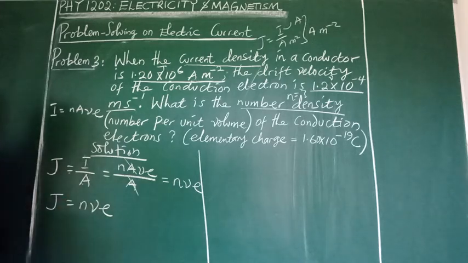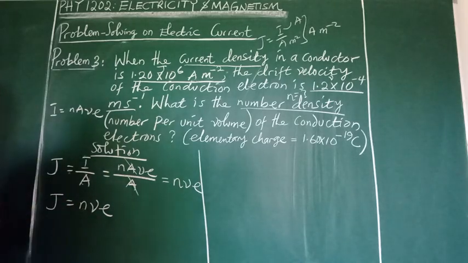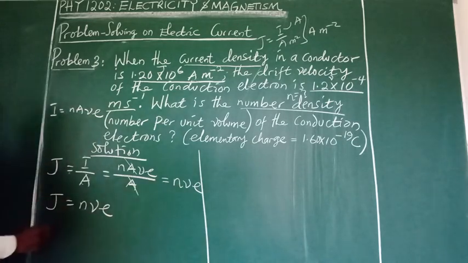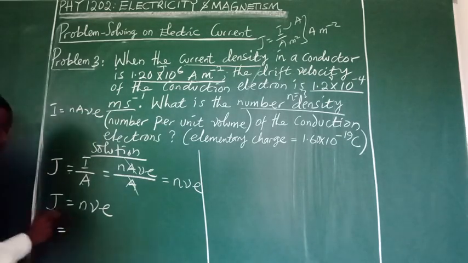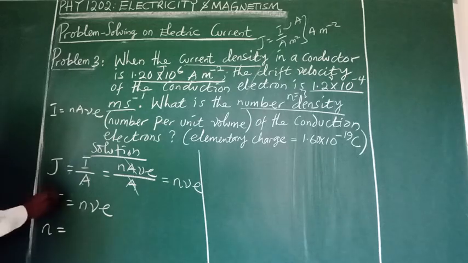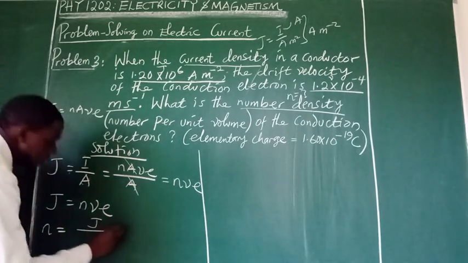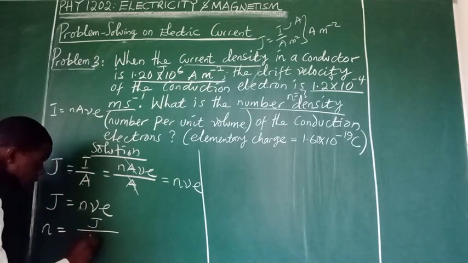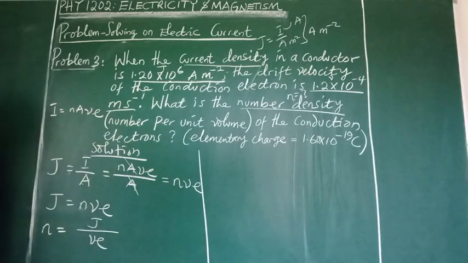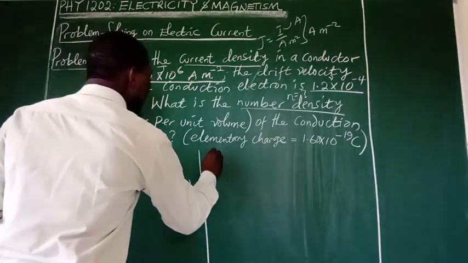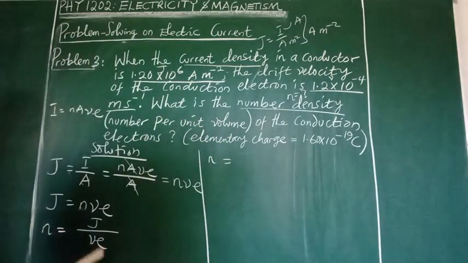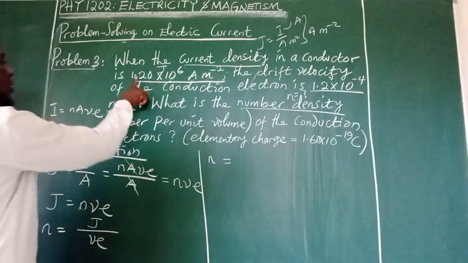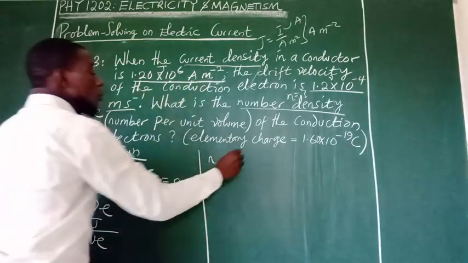is my target variable. So I will make n the subject of the formula. Now, to do that, I will simply say my n is equal to j divided by everything here except n. So if we exclude n, I have v and e, so we have v, e here. The next is substitution. Let's do it here. n is equal to, what is our j? Our j is here. We identified it.